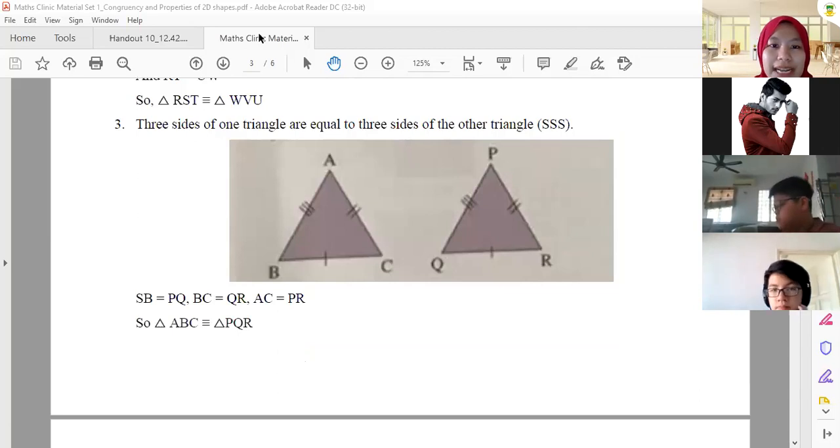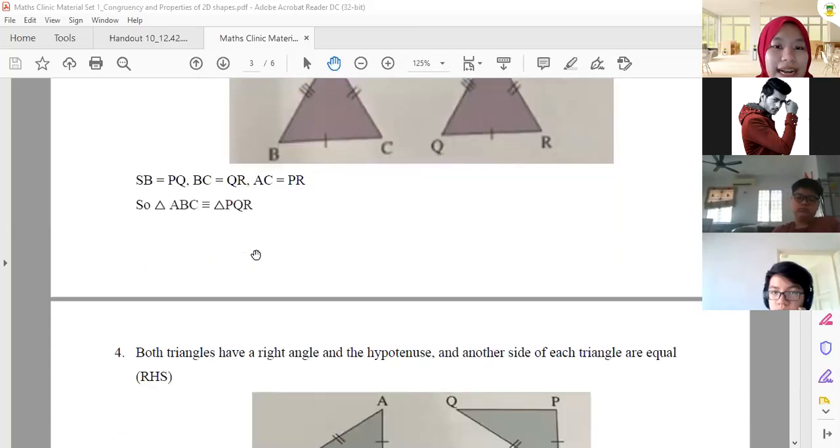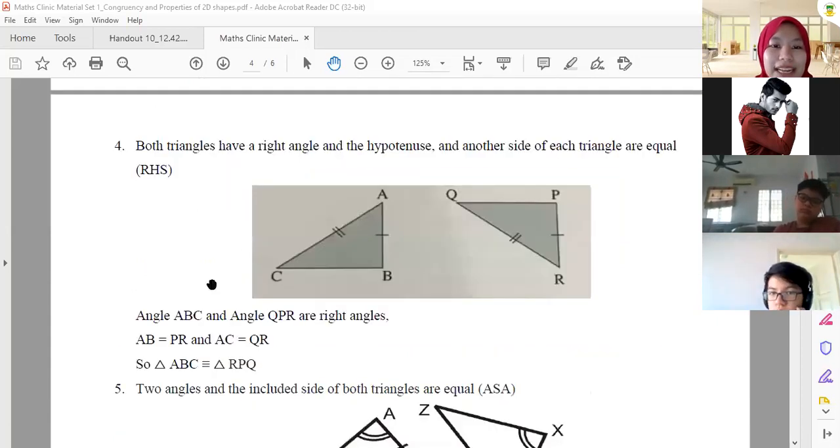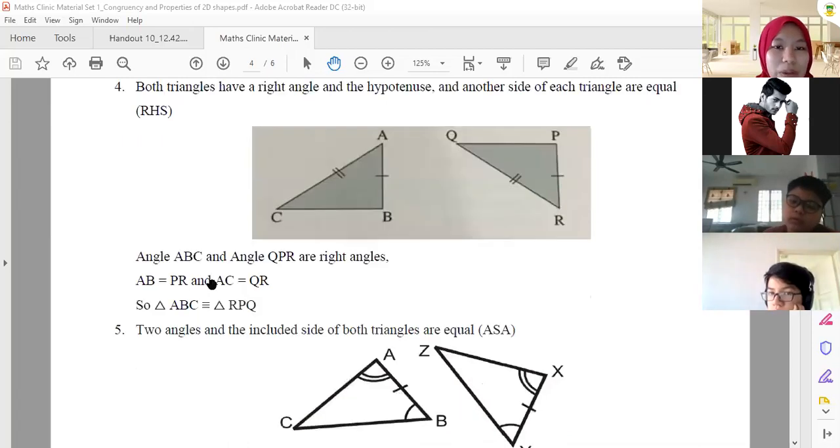Okay, moving on. Last one. SSS. So you can tell that the triangles are congruent if all three sides are the same. And this is RHS: right angle, hypotenuse, and side should be the same. Then you say that both triangles are congruent. All five sets you should remember.